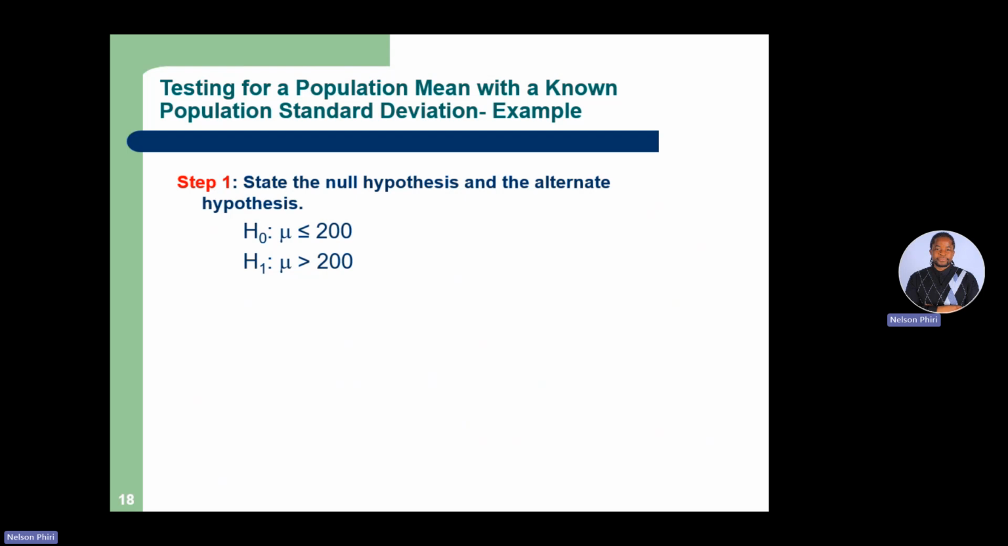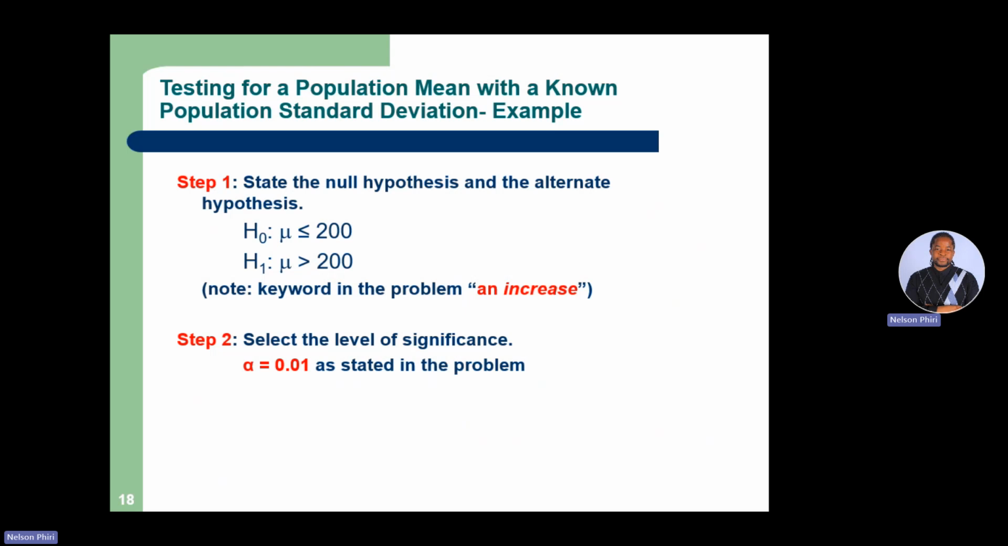So your null hypothesis, we check if mu is equal to or less than 200. That is your null hypothesis. Then the alternative is where we show that mu is greater than 200, because we are testing if the mean has increased. Your keyword there is increase. So if your keyword is increase, your alternative hypothesis should have a greater-than sign, which means we are testing for a right-tailed test. The level of significance there is 1%.